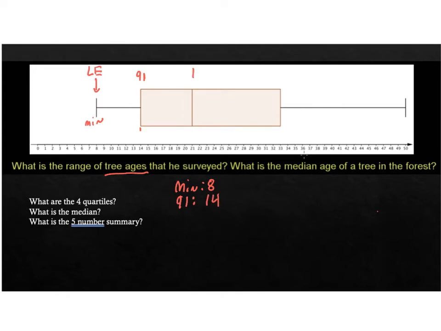Your median is the line in the center of your box. That is saying the middle 50% of the ages is 21. So the median is 21. Quartile 3 is at 33. And the upper extremity is 50. So that is the upper extremity, or also known as the maximum.